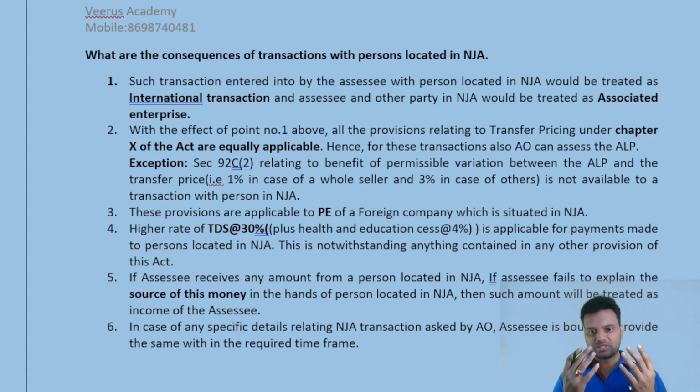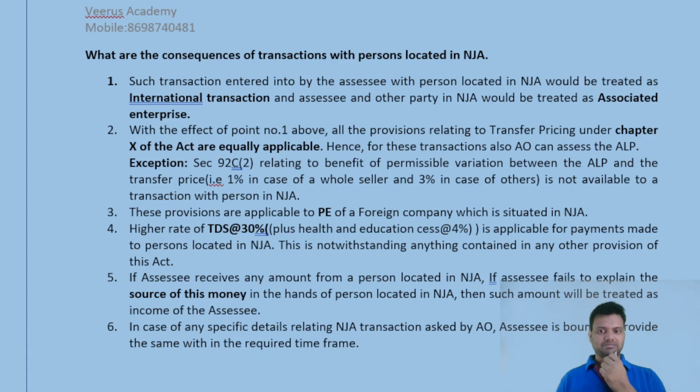So when I say associated enterprises, these two entities come under transfer pricing provisions, right? So all of the transfer pricing provisions, like the CUP method, all the methods that are there, the assessing officer has the power to apply chapter 10, that is transfer pricing provisions, to assess the arm's length price of the transaction between these two parties. Whatever transfer pricing provisions relate to the methods, the range principle, the mean concept, etc., are applicable here. That is the impact of a transaction with a person in the notified jurisdictional area.